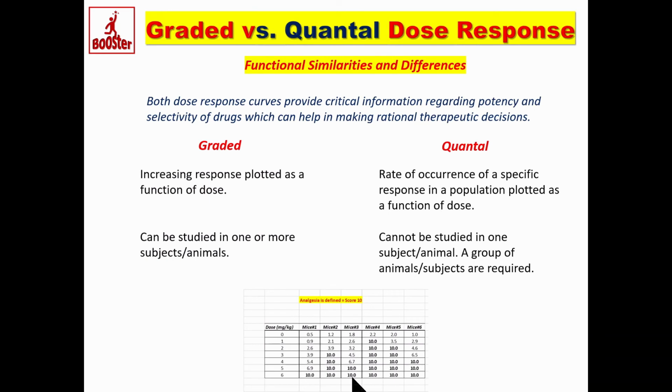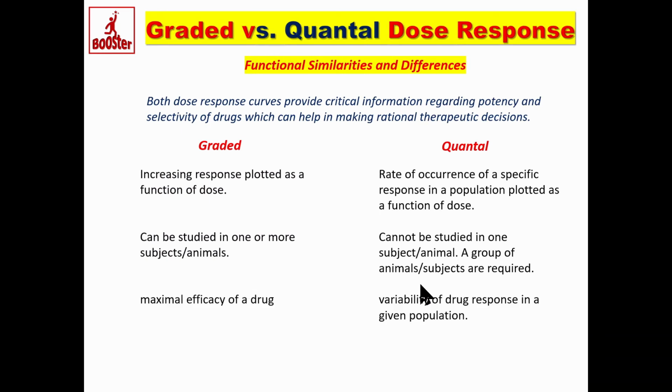You see that? So this basically gives you the same data set like graded dose response, but can you make a quantal dose response with only one animal? No, because remember, the quantal dose response was plotting how many subjects or mice were showing that 10 out of that. So this is just going to give you one number, one point. So for quantal dose response, you need to have a group of animals. And finally, the critical information that graded dose response gives you is the maximum efficacy of a drug, whereas the quantal gives you the variability of drug response in a given population.